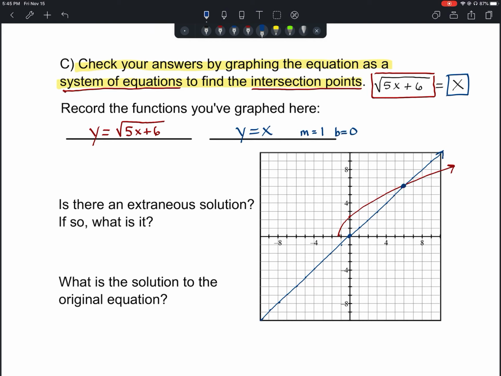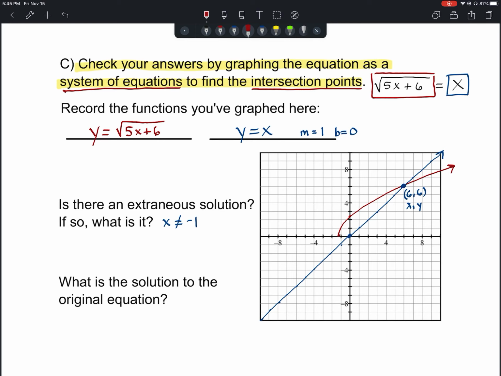So we got a point right there. Remember, this is that point 6, 6. It asks us to look for the intersection point. Right, so is there an extraneous solution? Yeah, we already said there was an extraneous solution. I believe that extraneous solution was x equals -1. Right, we'll say that x can't equal -1 in that case.